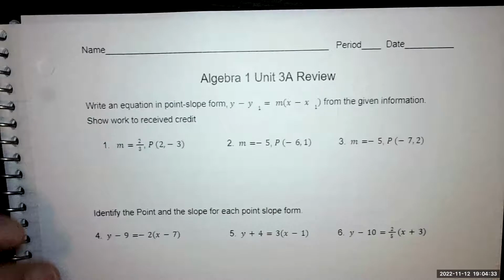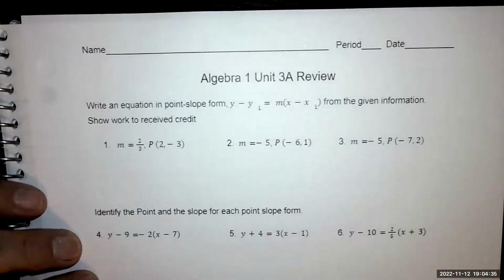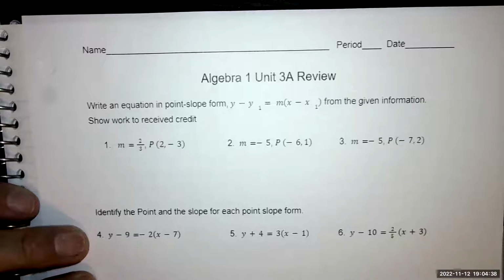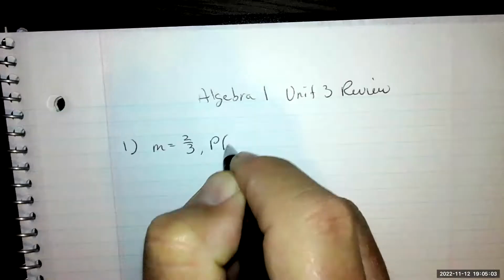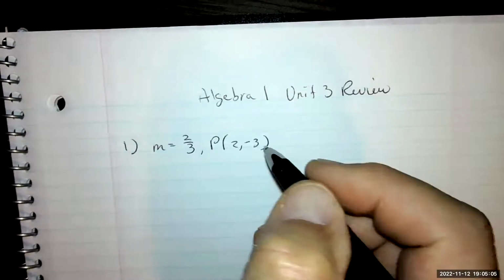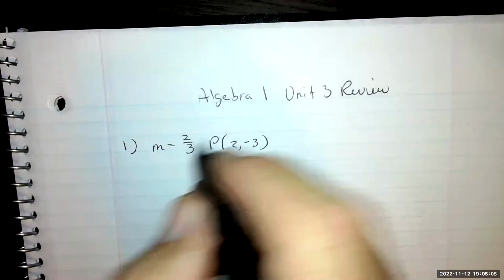All right, so we're going to start with number 1 here. And like I said, I'm going to write it on notebook paper. So I'm actually going to do it. This is what I expect you to do. I'm going to label this Algebra 1 Unit 3 review. All right, so my first one. All right, so there's my slope. There's my point. We're going to use the point slope form.